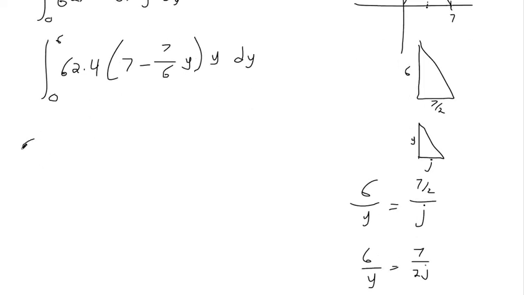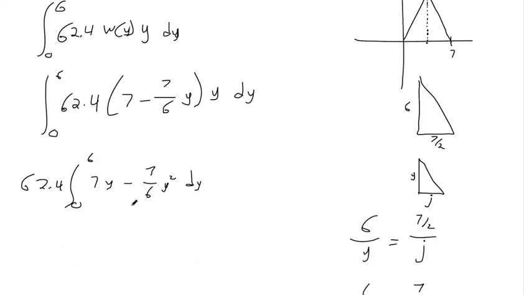The hardest part's done. I'll probably leave the rest of this because I've got a few other videos to make. I distribute that y to everything, so this is 7y minus 7 over 6 y squared, and you can take it from there for finding the antiderivative, and then plug in your limits of integration.